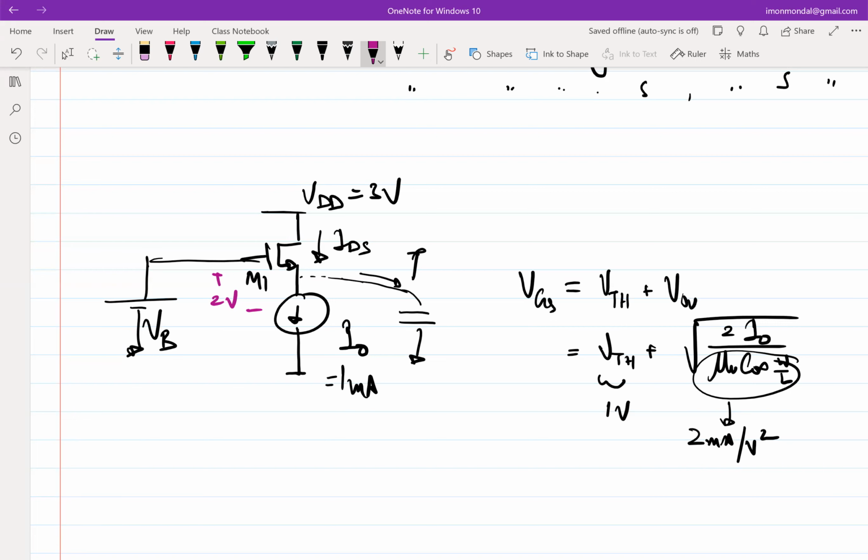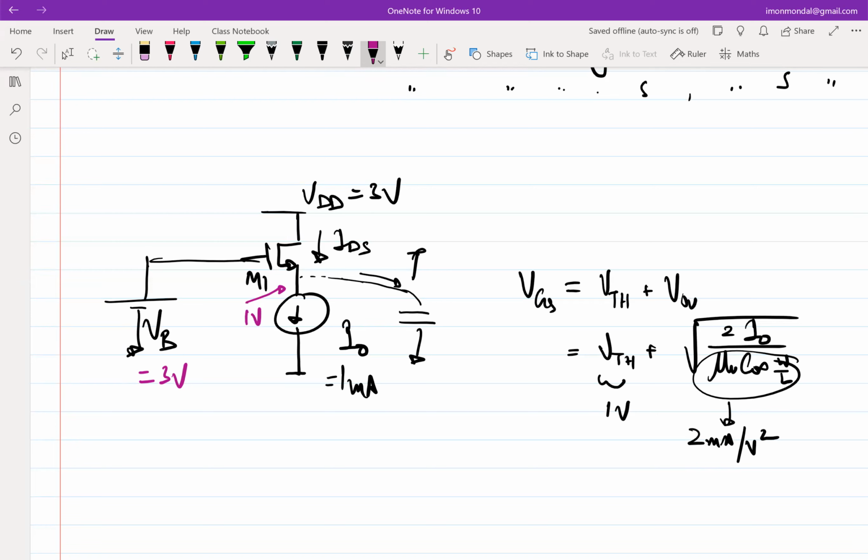Okay, let me flip the question, right? Let me flip the question and tell you that, let's say in the lab I made VB equal to 3 volt. So what will be the source voltage? 1 volt. Okay. So source voltage will be 1 volt.